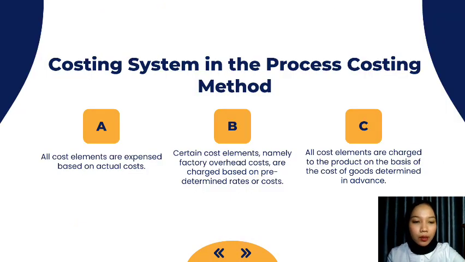Costing system. In the process costing method, charging the cost of goods to product with the cost of goods method can use the following systems. A. All the elements are expensed based on actual cost. B. Certain cost elements, namely factory overhead costs, are charged based on predetermined rates or costs. And C. All cost elements are charged to the product on the basis of the cost of goods determined in advance.